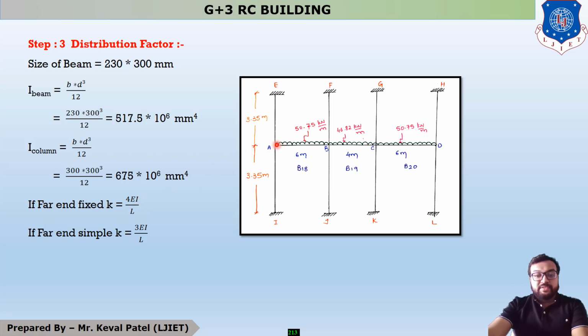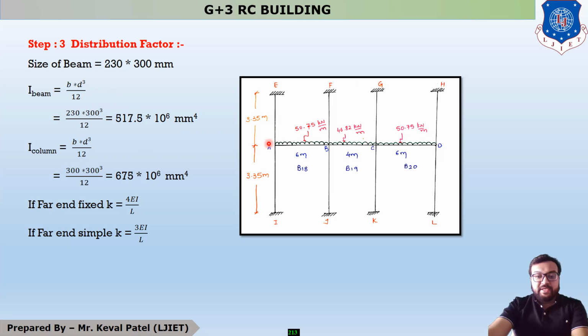Okay. Now I is moment of inertia. You can see that this is beam and this is column. So say for example, this is beam. For beam, your size of beam is 230 cross 300 mm. So the moment of inertia equation is BD cube by 12, in which B is equal to 230 and D is 300, the depth of beam, cubed, divided by 12. So students, after putting all these values, you will get I beam equal to 517.5 into 10 raised to 6.